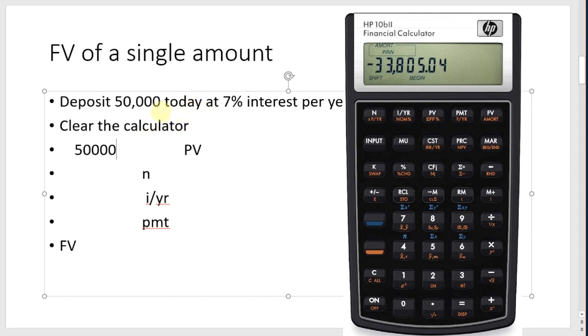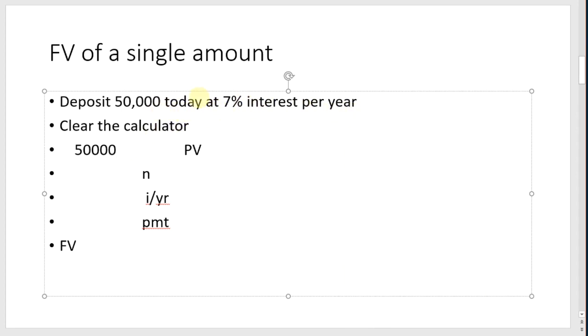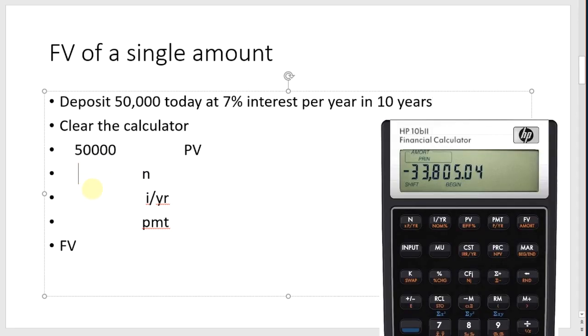Now we say how many years. Let's figure this out. Future value at 7% interest per year, let's say in 10 years. Okay, so N is the number of interest periods. So we're going to compound this 10 times. So compound interest, of course, 50,000 times 7%, add that, and then that new amount times 7%. We're going to do that, or tell our calculator to do that 10 times. So we're going to key in a 10 and then hit N. N is the top left on your calculator.